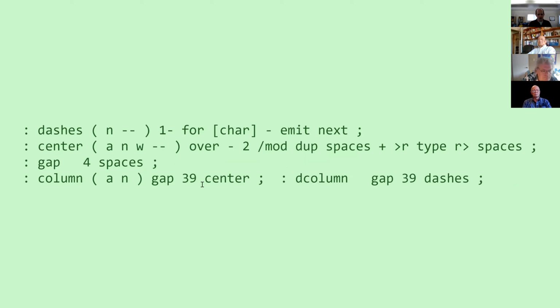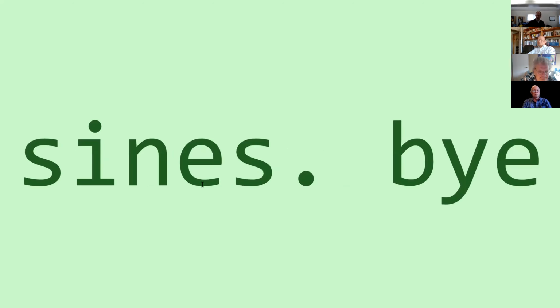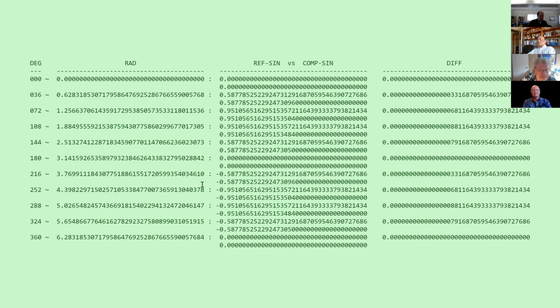I have some additional helper words to print out dashes and to center the headings, so I didn't have to do that manually. And then I have sort of 2 pieces, a split, which is just the dividing lines between it, and then I print out the column headings, print out the split, and then print out the table with the 11 values that I thought Bill was looking for, and run that to do it, and this is the output.